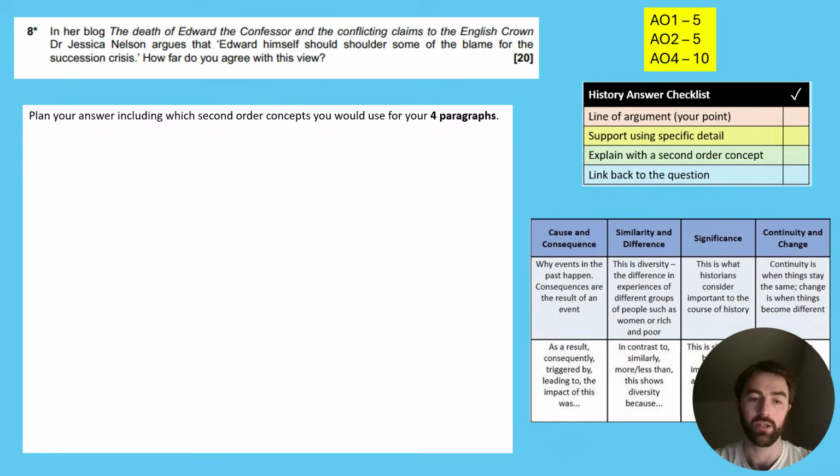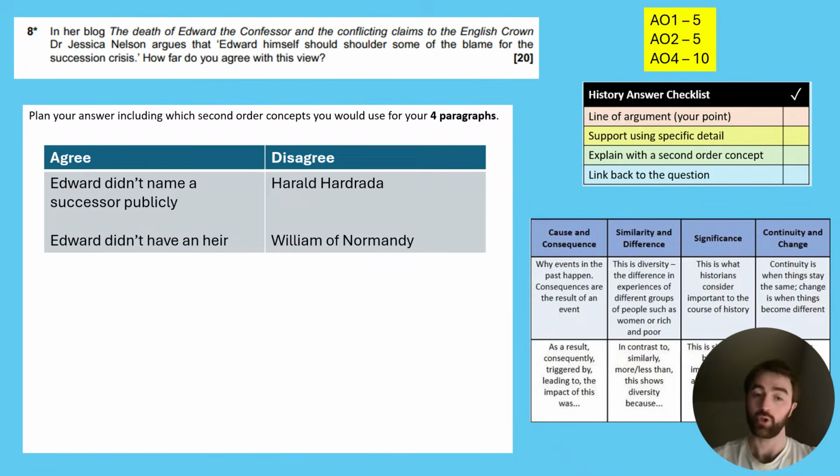So for example, here, I've got a 20 marker stating, in her blog, The Death of Edward the Confessor and the Conflicting Claims to the English Crown, Dr. Jessica Nelson argues that Edward himself should shoulder some of the blame for the succession crisis. How far do you agree with this view? And there I've made a little plan.